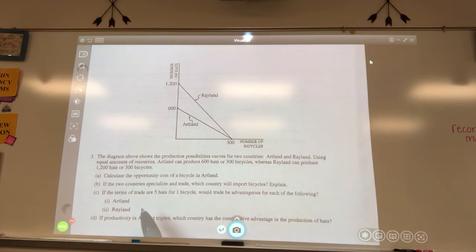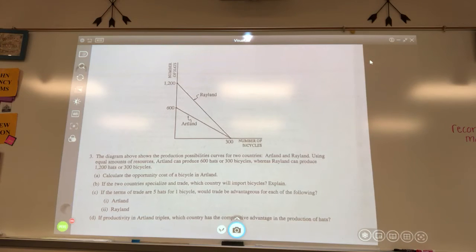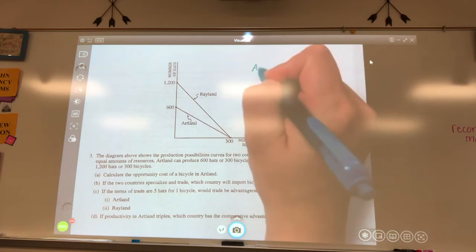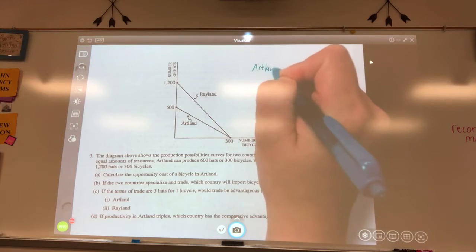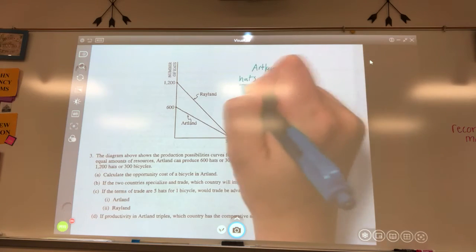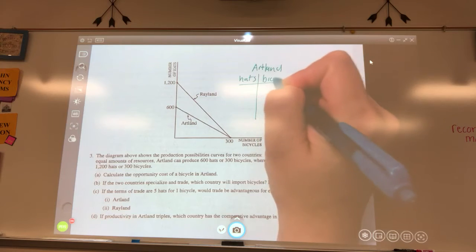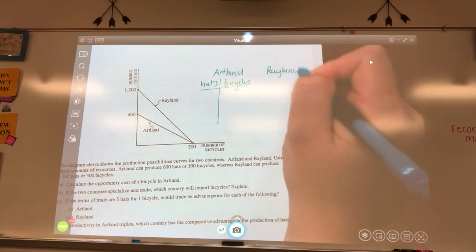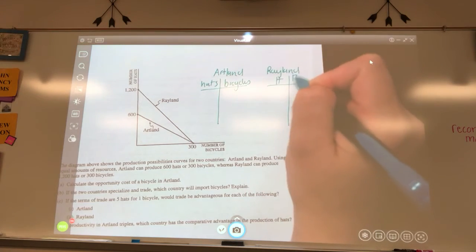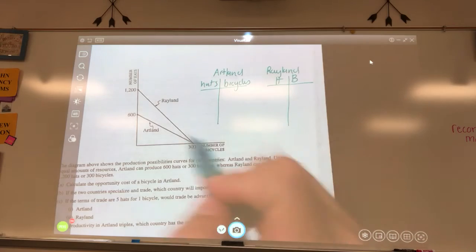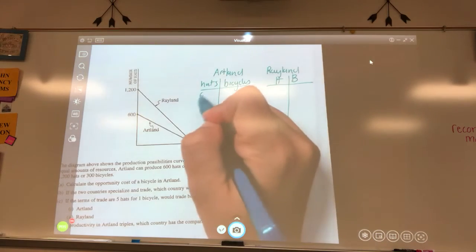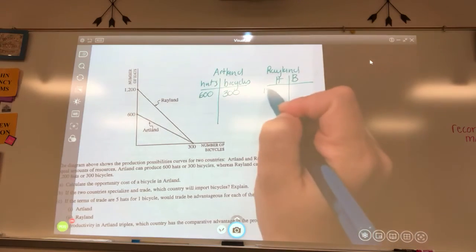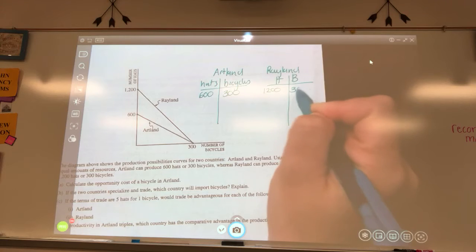Oh wait, it's giving me numbers, so what should I automatically do? Chart. Make my chart even before I look at the questions, because once I have the charts, I can answer the questions. So I'm going to do Artland. And they could do hats. And they could do what else? Bicycles. They're going to be snazzy riders. And then Rayland, I'm just going to put H and B. Okay? So Artland can do how many hats? 600. And how many bicycles? 300. And Rayland could do 1,200 hats or 300 bicycles.